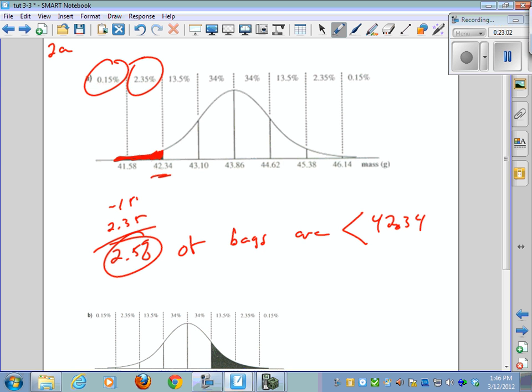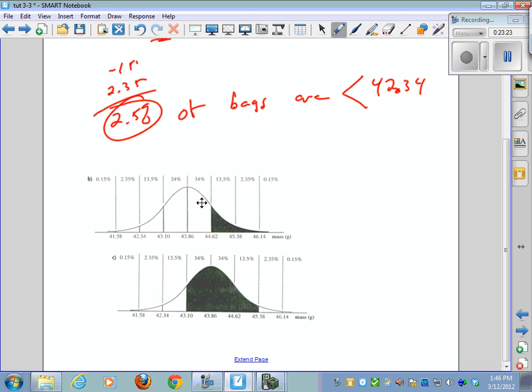It also means the flip side is, Rowan, if you randomly pick one bag, what would be the chance that it is less than 42.34? 2.5%. 2.5% of all bags are less than. One bag has a 2.5% chance of being less than. Okay? So the next question is to be greater than 44.62.